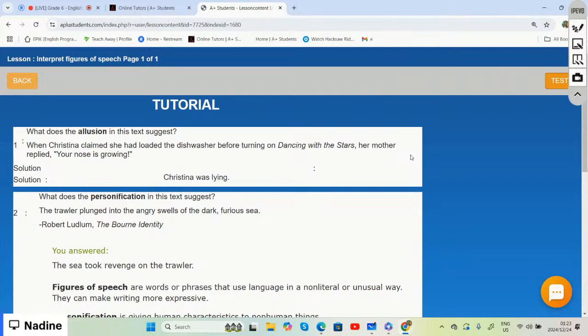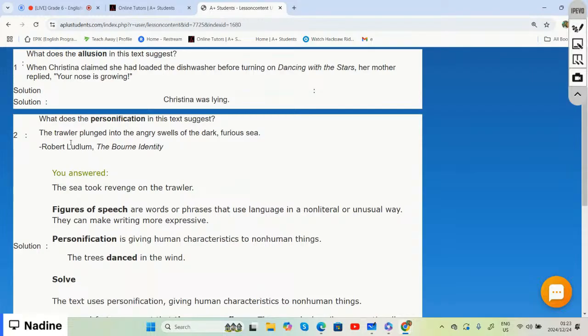So now, before we go on to our test, remember figures of speech, we said it's words or phrases that have a non-literal meaning. Okay, let's go to our little activity. It says, what does the personification in the text suggest? The trawler plunged into the angry swells of the dark, furious sea.